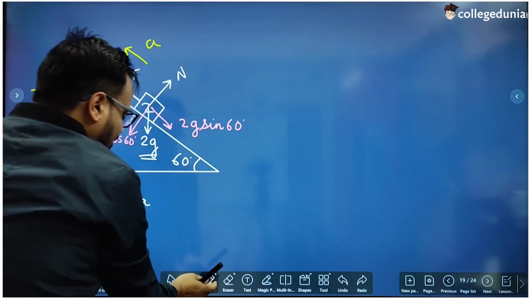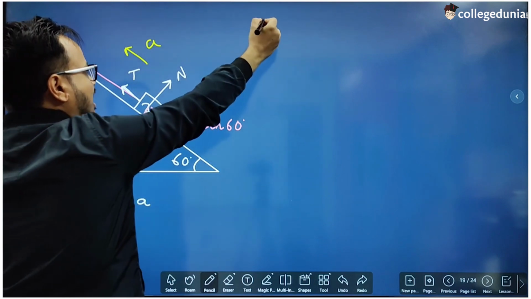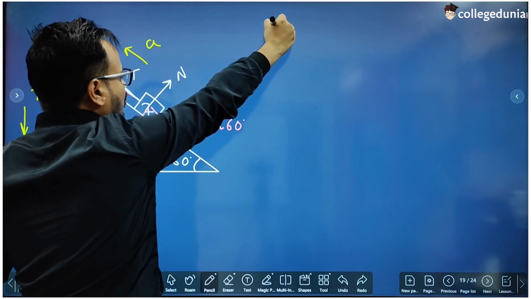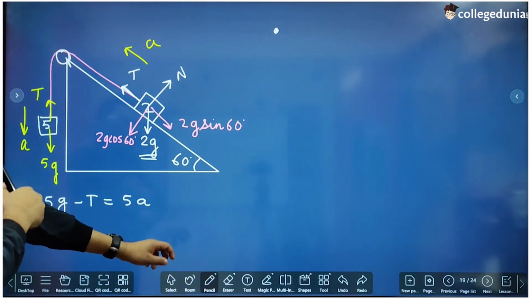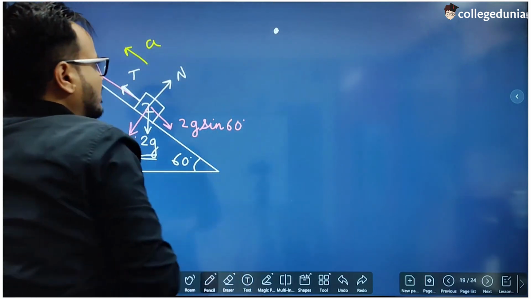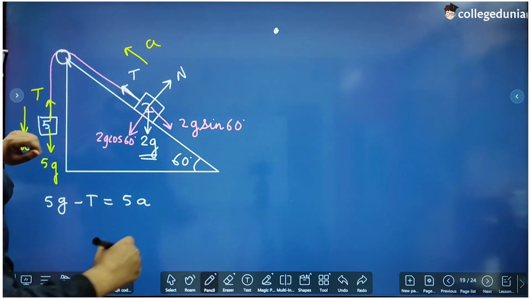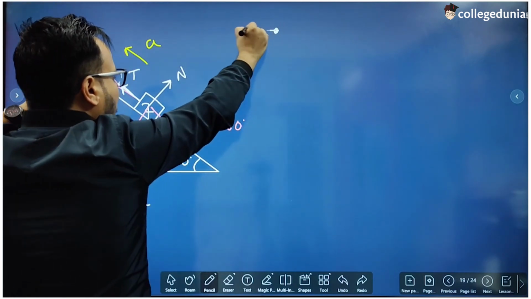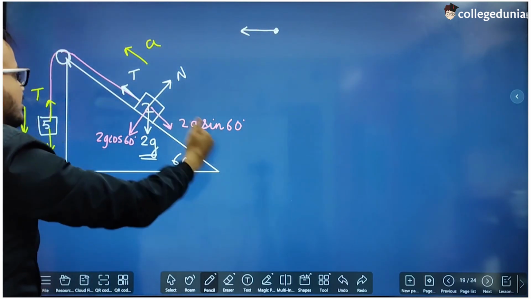Okay, now let's make the free body diagram of this body, and during the formation of the free body diagram, we take x-axis as this and y as this. That's why we have made the free body diagram in the x-axis, because in this case our x-axis was this.